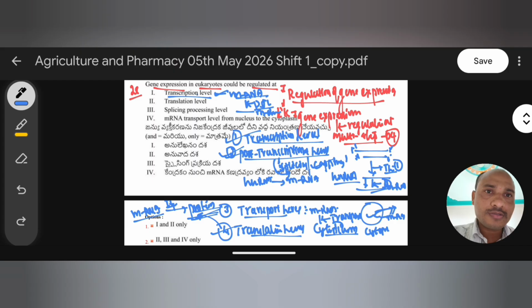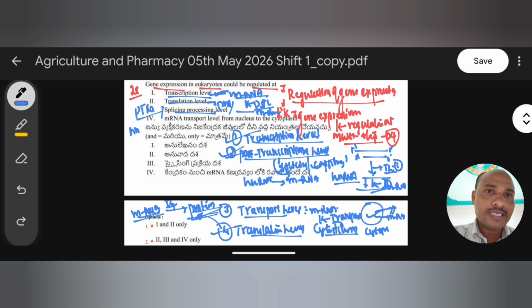So here also, gene can be regulated even at the translational level. So what is the result of translation level? Formation of protein. Here protein will be formed from mature mRNA. And the splicing process level is nothing but the post-transcriptional level. So what happened in the post-transcriptional level?